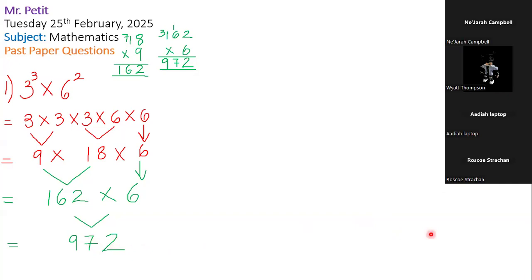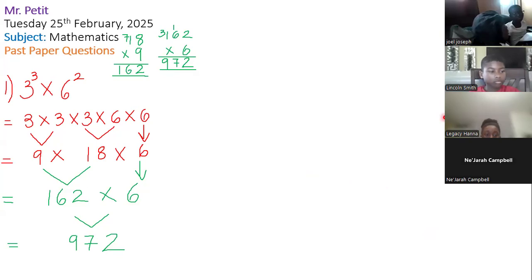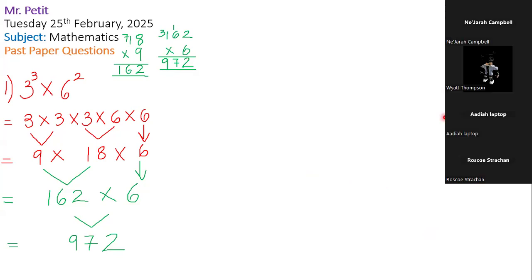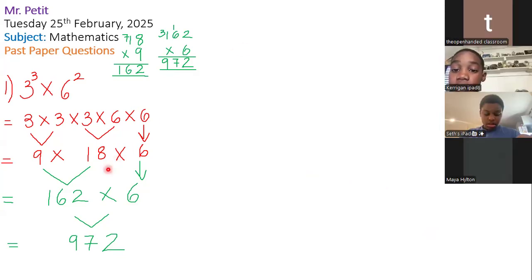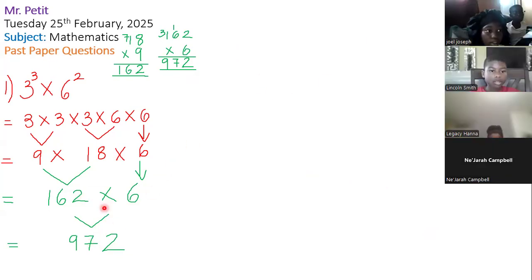Kara, can you explain how we got 972? You times 3 to the 3rd power times 6 to the 2nd power. Then you times 3 times 3 equals 9. Then 3 times 6 equals 18. Then you drop the 6 down. And then 9 times 18 equals 162 times 6 equals 972. Very good.